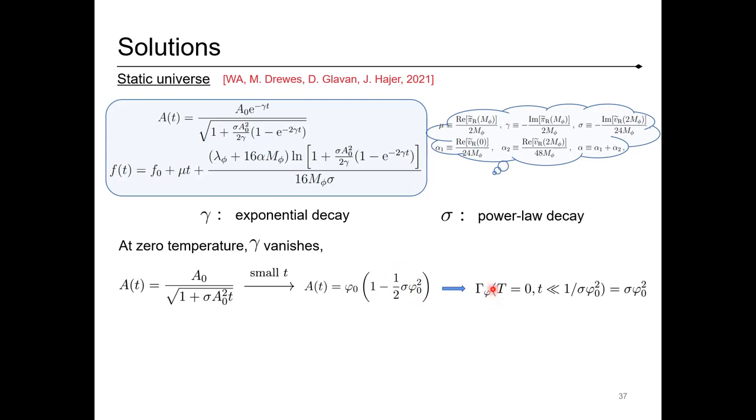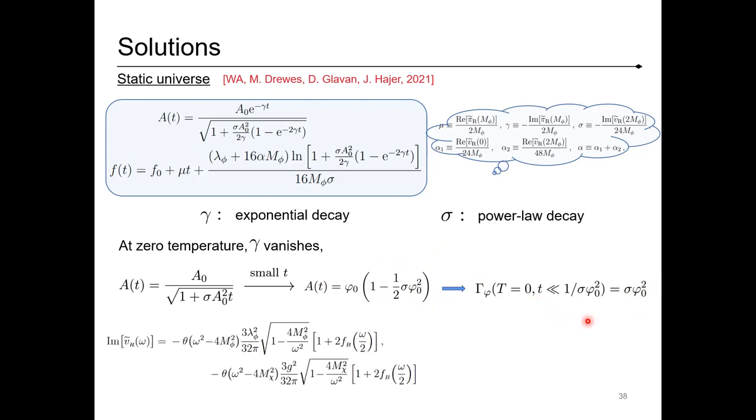However, the decay rate gamma phi is defined as the decay rate for the energy density. And the energy density is proportional to phi squared. So the decay rate is equal to sigma phi naught squared, right? But this is only true in our case, or true at zero temperature and for early times. Now let us see how this result relates to the result that we discussed. This is the expression for the imaginary part of the proper four-vertex function. Right, this is very general.